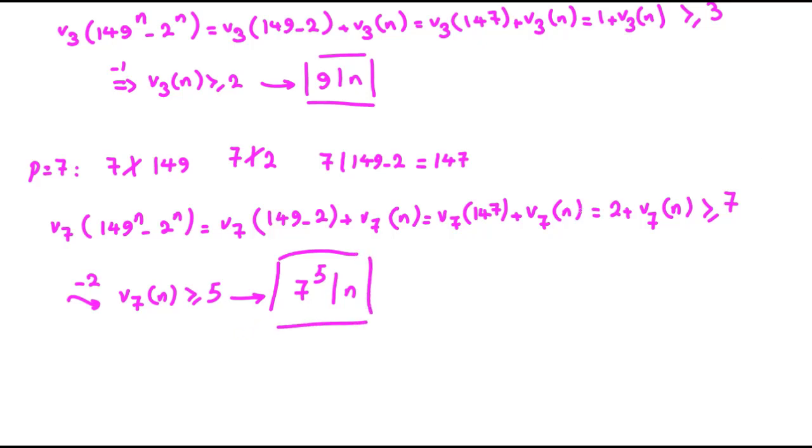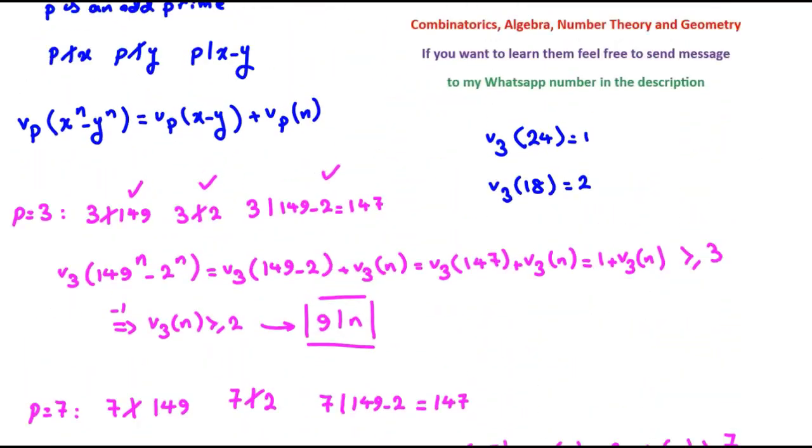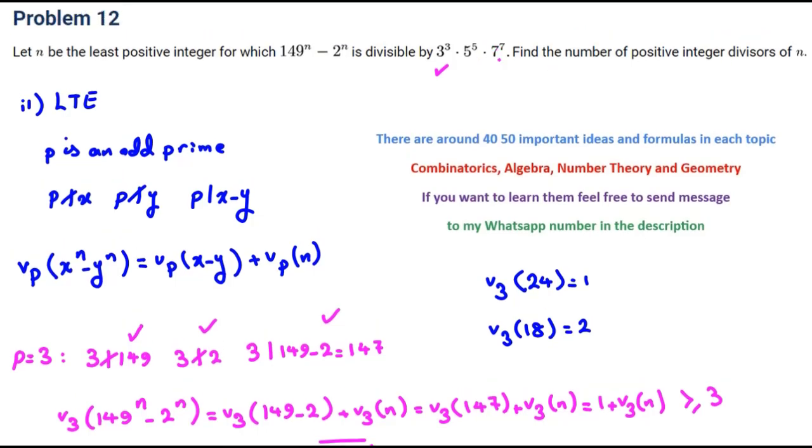Okay, now we've considered this. Next one, so we've applied these two things. This one is a bit harder: 5 to the 5, because 5 doesn't divide 149 minus 2. But we can do something to be able to apply LTE. So try this one first on your own for 5. Pause the video and try.